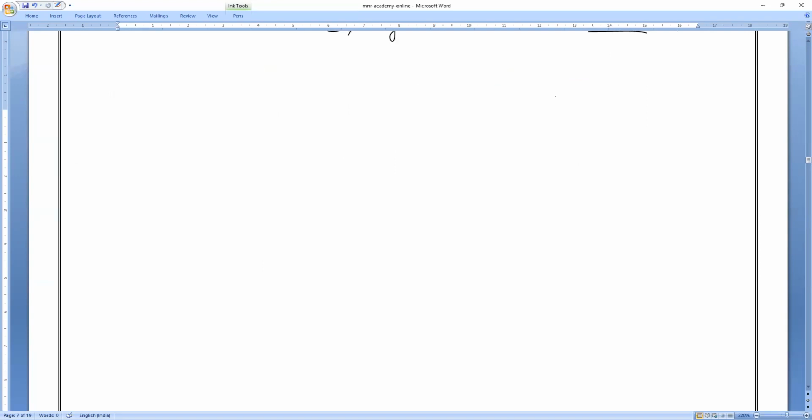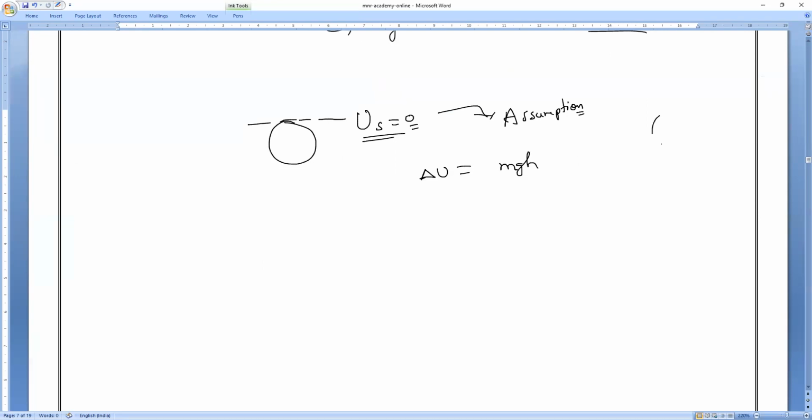Sir, why are we considering the potential energy to be 0 at the surface? That is our assumption. We are assuming it because we are at the surface, so the initial potential energy is 0. So change in potential energy equals mgh, as h is extremely small. Please note that nobody will teach this: h by R is approximately equal to 0. This is the reason.